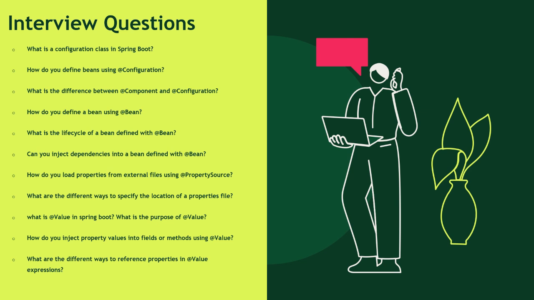Now we already spoke about beans. What is the life cycle of the bean? There are different life cycles of a bean, like when you try to load it, there is initialization, post initialization, pre initialization, right? How can you inject the dependencies into a bean? How do you load properties from an external property file? We have seen how we load that. What are the different ways to specify the location of a property file? How many ways can we do that, right?